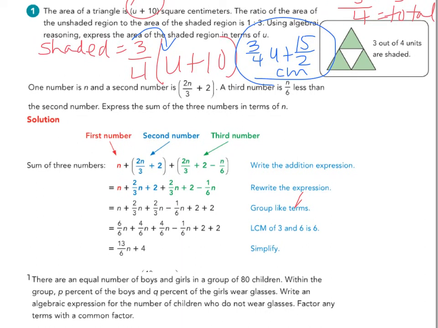One number is n, a second number is 2n divided by 3 plus 2. A third number is n over 6 less than the second number. Express the sum of the three numbers in terms of n. Sum means answer to an addition problem, so when we're finding the sum, we add the numbers together. The first number is n. The second number is 2n over 3 plus 2. And the third number is n over 6 less than the second number. So if you look here, I have the second number minus n over 6.